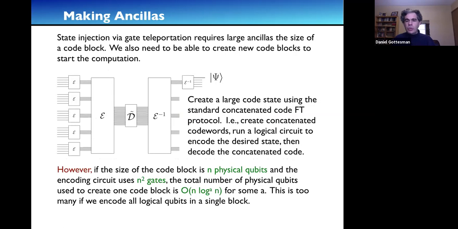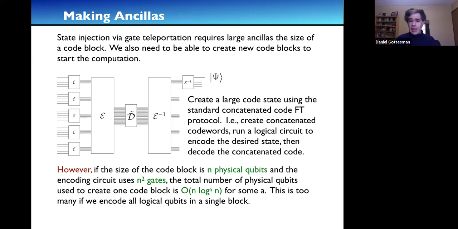But how can we do that and keep the overhead down? Well, in order to do state injection, you require a large ancilla that's the size of the code block, and then you interact that ancilla block with the code block that you're using. So in order to do that, we're going to need to create this special state, the magic state, encoded in a large code block. And of course, at the beginning of the computation, we also need to create logical code blocks, say in the logical state 0.